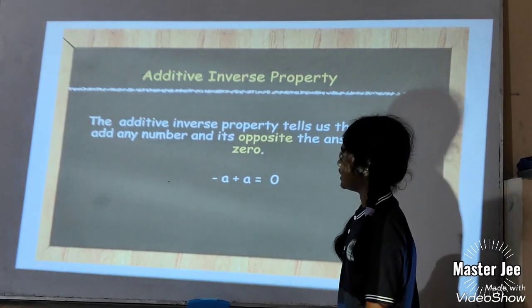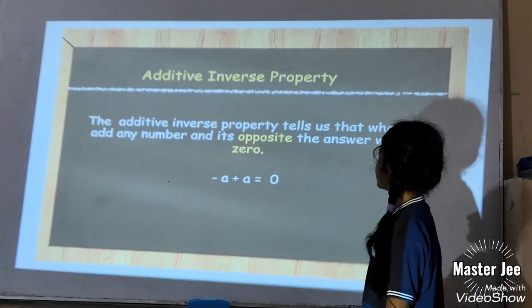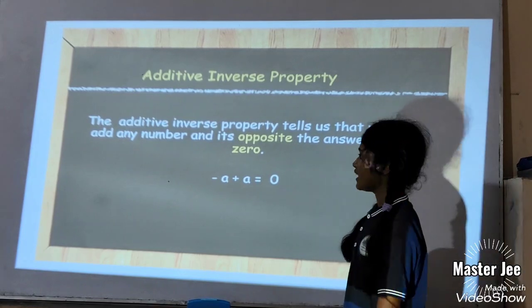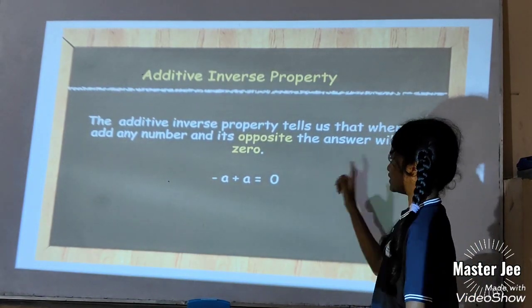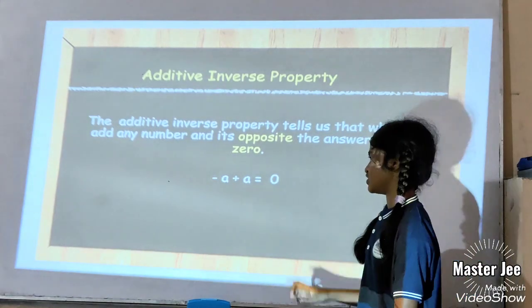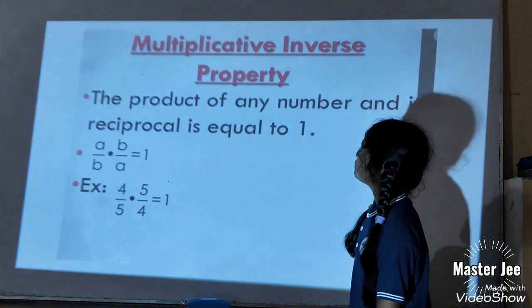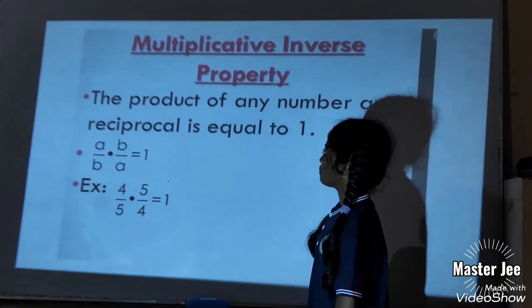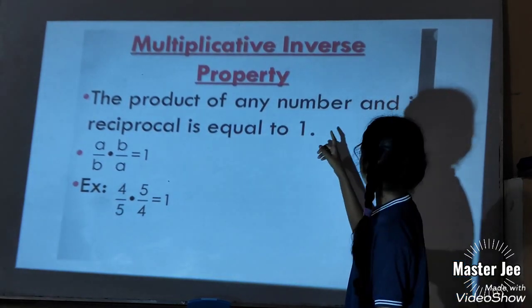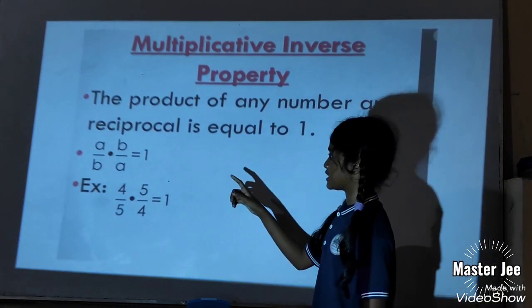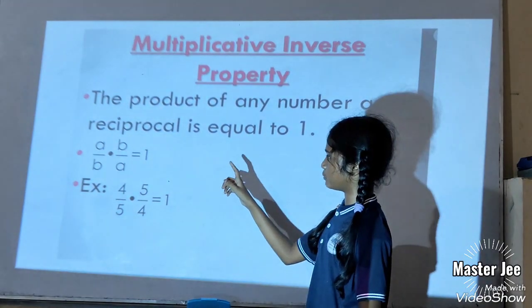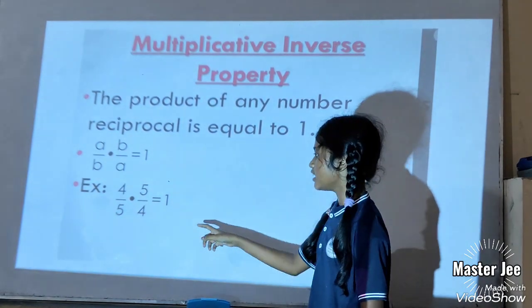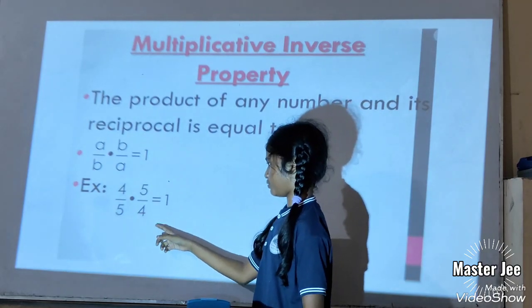Additive inverse property. The additive inverse property tells us that when we add any number and its opposite, the result is 0. Minus a plus a is equal to 0. Multiplicative inverse property. The product of any number and its reciprocal is equal to 1. A by b into b by a is equal to 1. Example, 4 by 5 into 5 by 4 is equal to 1.